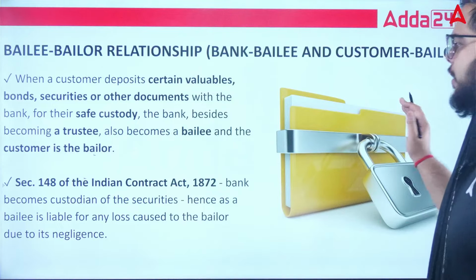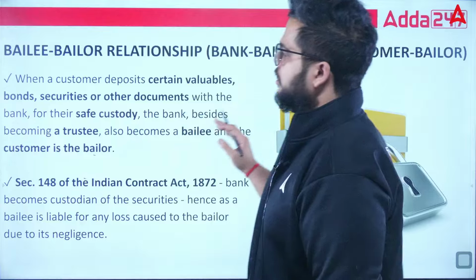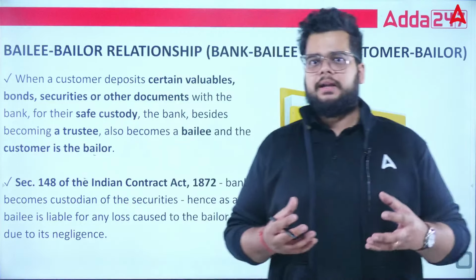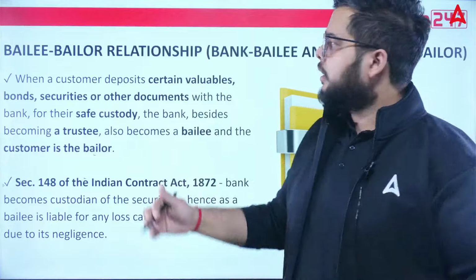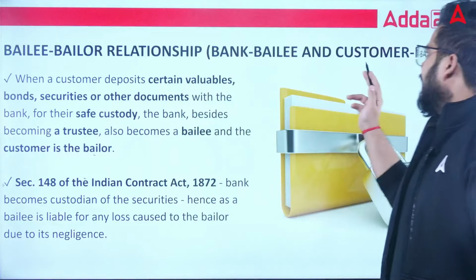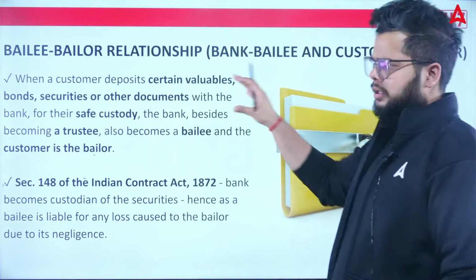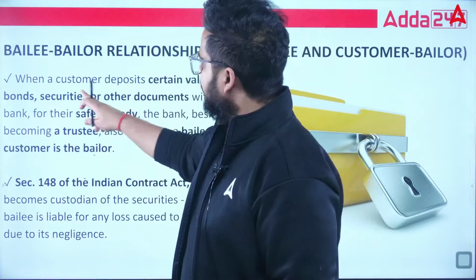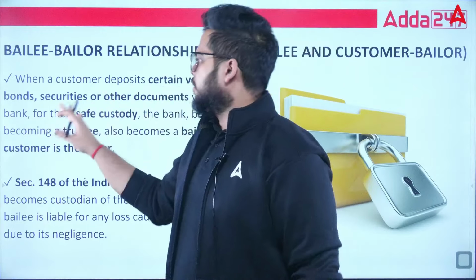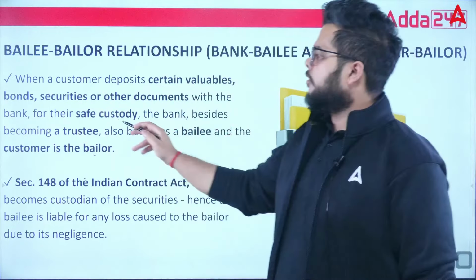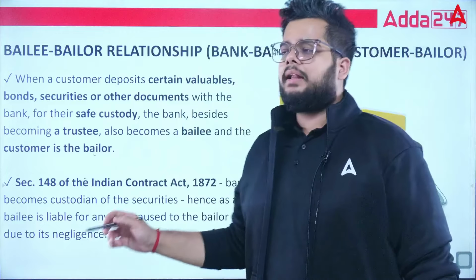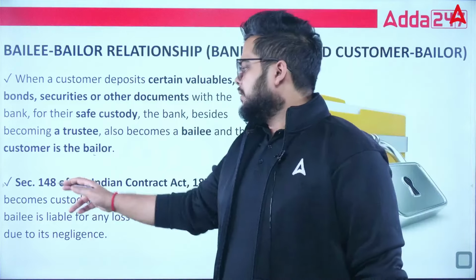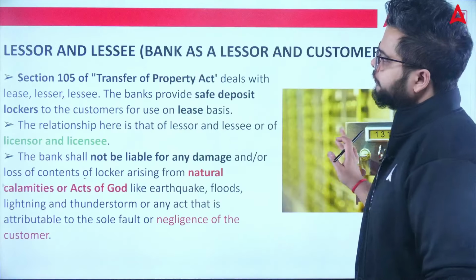Bailee-bailor relationship, a very important relationship. When we talk about bailing something, it means it is being kept with you. Here the bank is the bailee and the customer is the bailor. What things are kept with the bank? When a customer deposits certain valuables, bonds, securities, or other documents with the bank for safe custody. And under which act is it mentioned? Directly in the Indian Contract Act Section 148.